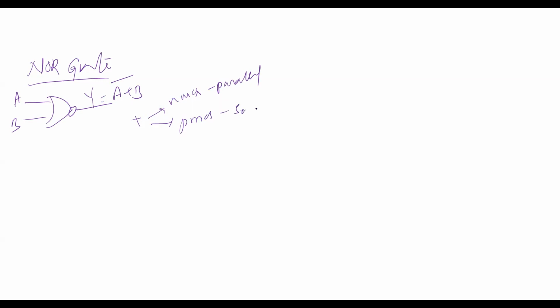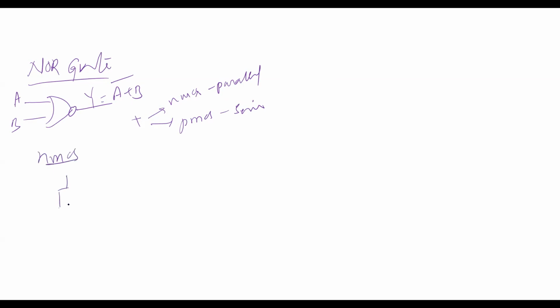What is the symbol of the NOR gate? This is the symbol of the NOR gate. Am I correct? So A, B. You can increase the inputs. So Y. Y is equal to what? A plus B whole bar. Now it is plus. Plus means what? In NMOS, parallel. In PMOS, series. Understand? Yes, sir. Now, this is the NMOS technology I'm talking about.